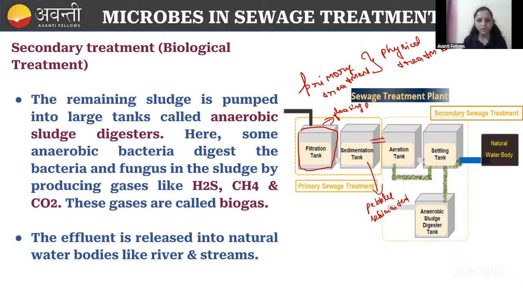Then we send the water to the aeration tank. In the aeration tank, here you can see, guys, we add the sludge, taken as the inoculum. We take it from here only. In the aeration tank there is a continuous supply of oxygen, and we are adding the flocs. The flocs consist of bacteria and fungus.